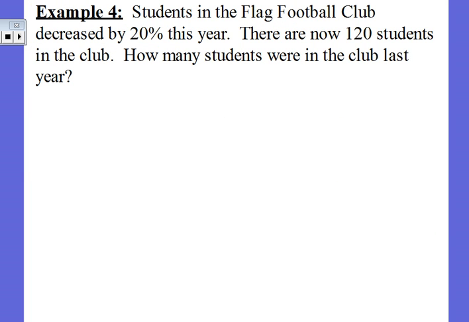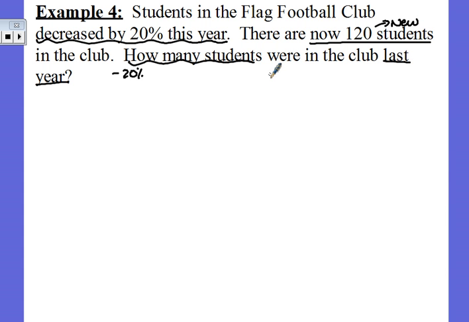All right, let's take a look at one more before we move on to practice. So students in flag football club decreased by 20% this year. So decreasing by 20%, we know that means it's a negative 20%. There are now 120 students. Okay, so now means current. That's actually our new number. It wants to know how many students were in the club last year. So how many students last year, that's my old number. So this time, they're actually asking for my old, which gets slightly more complicated.